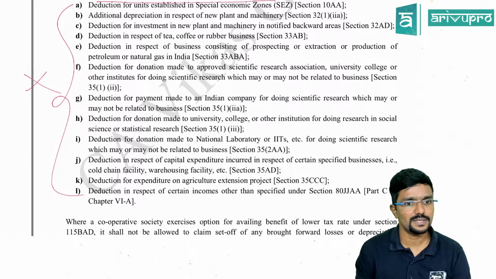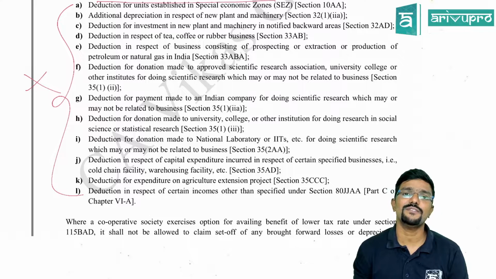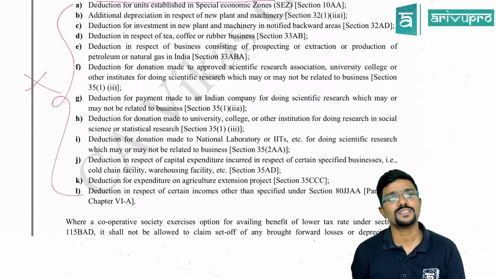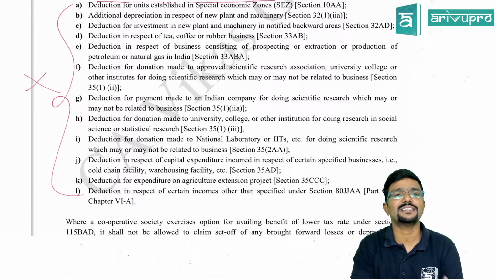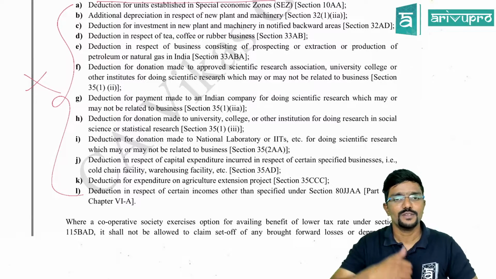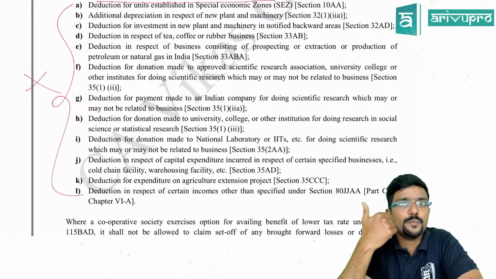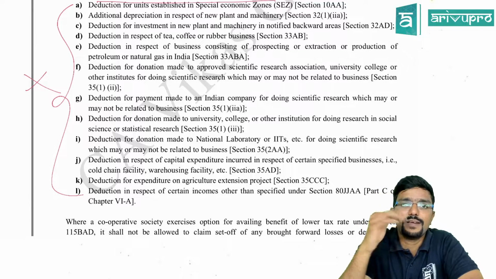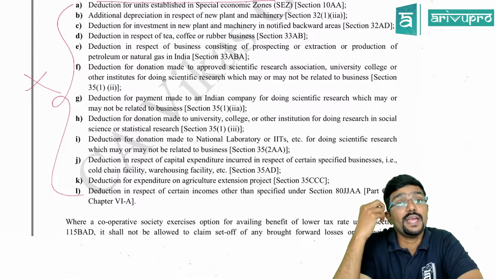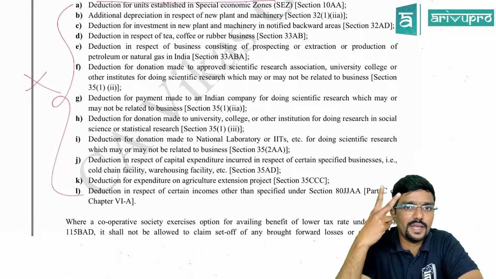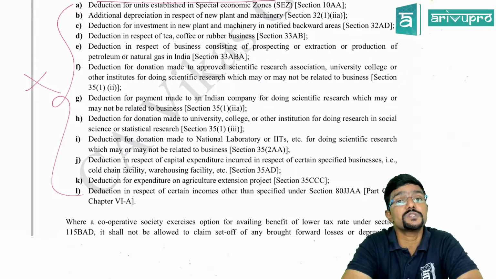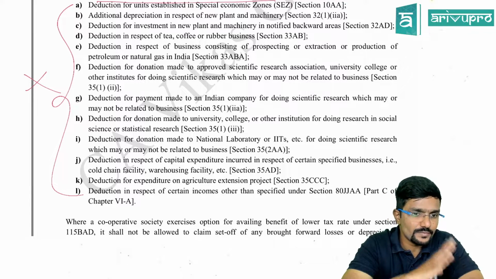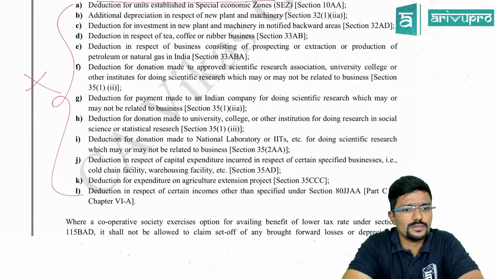Sir, the new scheme is basically 115BAC, right? That is only for individuals and HUF. For a cooperative society, it is under section 115BAD. All these sections were added by Finance Act 2020, new sections. Agree? So BAC is for individuals and HUF, BAD is for cooperative society, whereas for domestic companies, it is BAA and BAB. All these are new sections which talk about the new schemes added by Finance Act 2020.